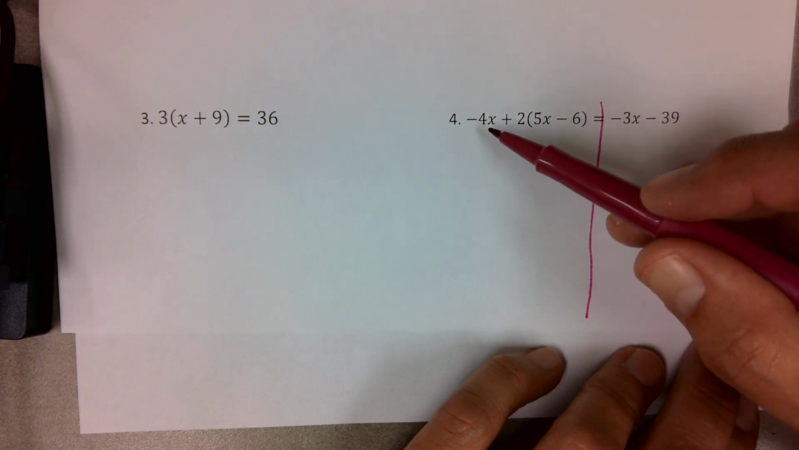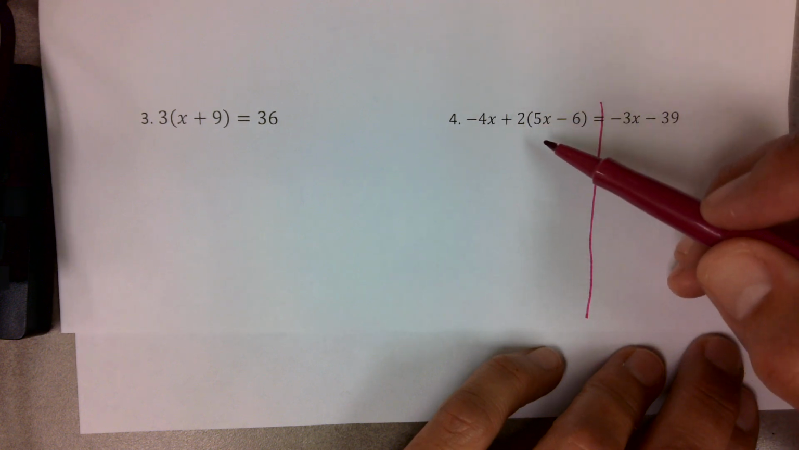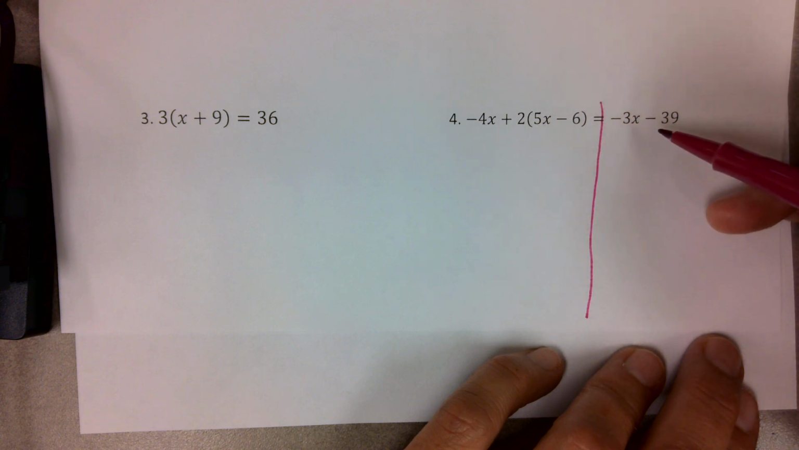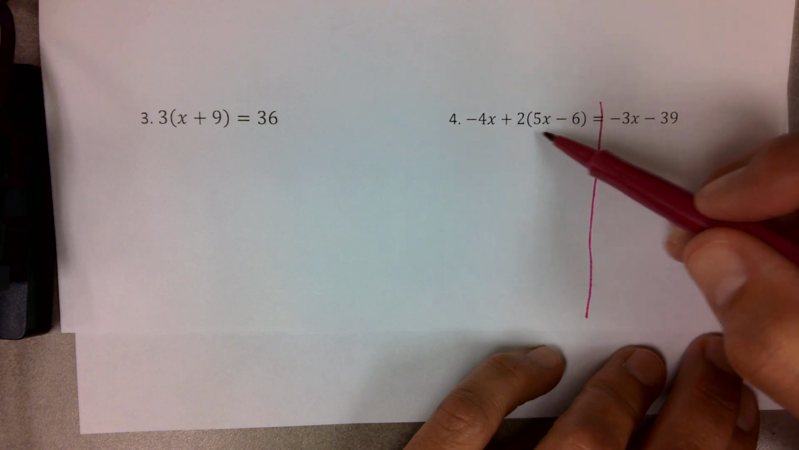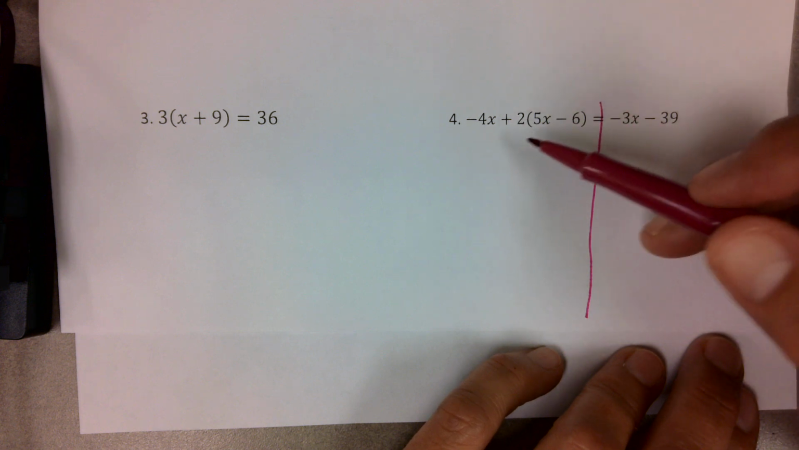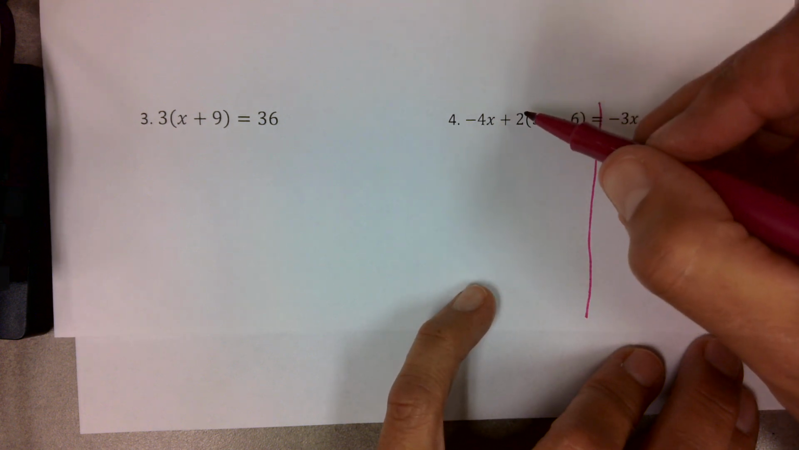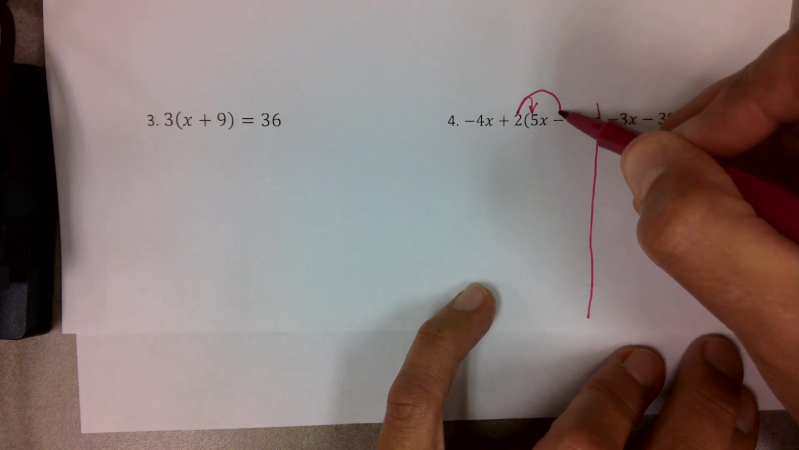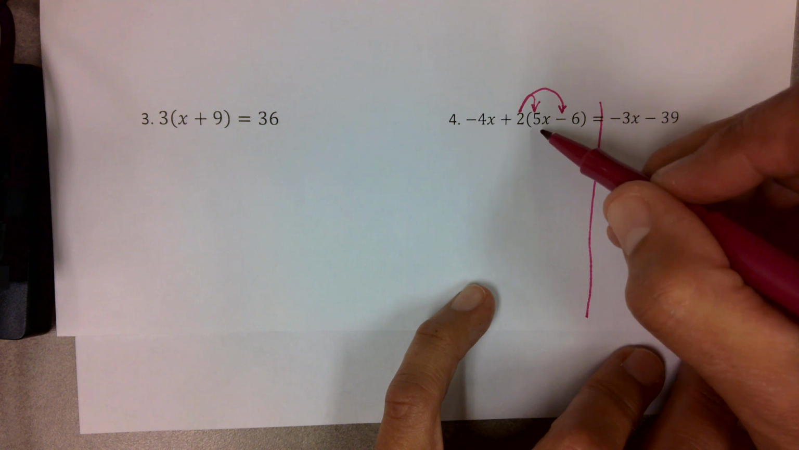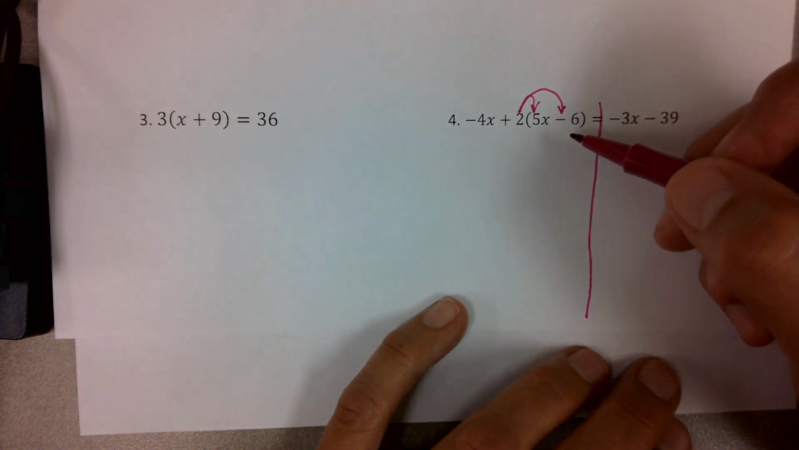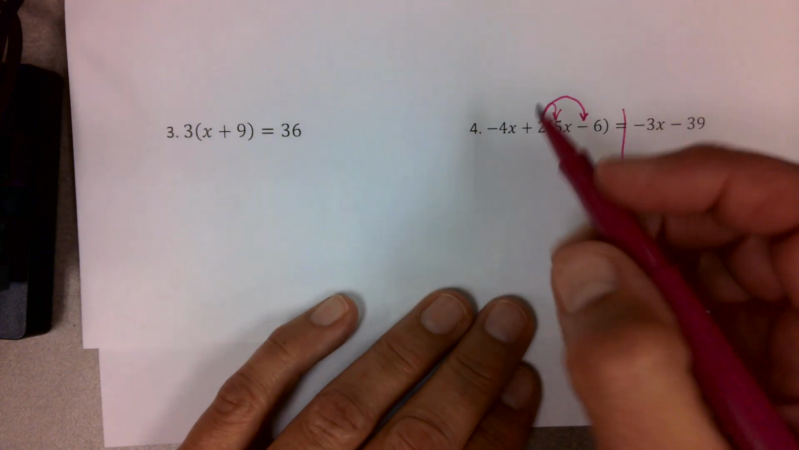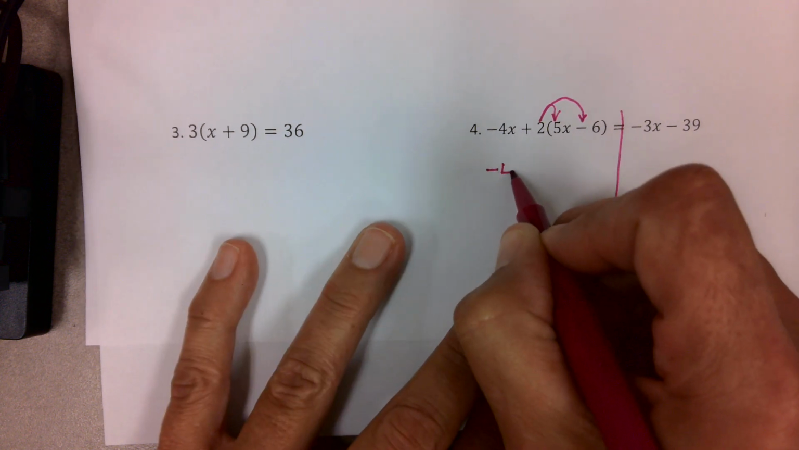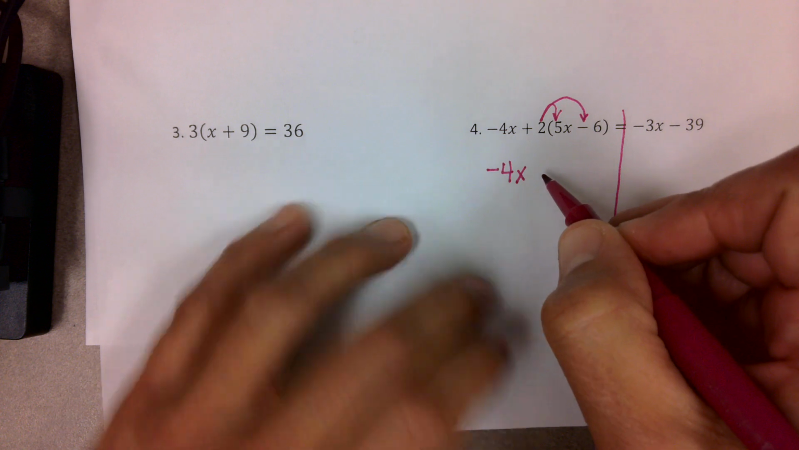Here we have negative 4x plus 2, parentheses, 5x minus 6, equals negative 3x minus 39. We have to deal with the parentheses first, so we have to distribute the 2 across the parentheses. It's 2 times 5x and 2 times negative 6. We haven't done anything with negative 4x, so I'm just going to bring that down, and we'll deal with that in a minute.